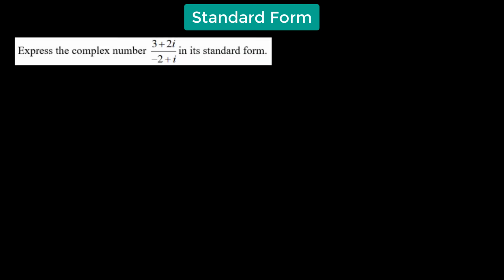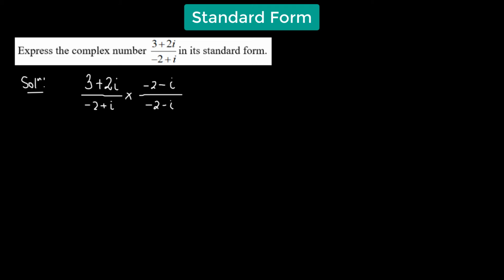So in this question, we have to express the given complex number (3 + 2i) divided by (−2 + i) in its standard form. So let us begin by first writing down the given expression. So we have (3 + 2i) divided by (−2 + i). Now we're going to take the conjugate of the denominator, which is −2 − i, and multiply it to both the numerator and the denominator.